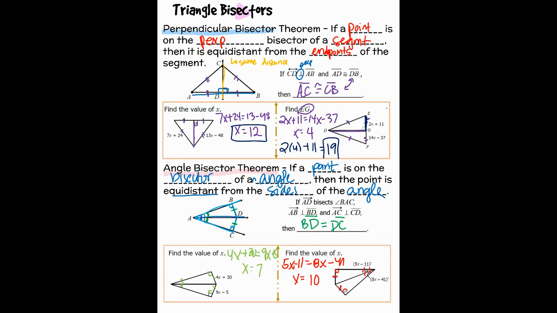So that is all for our triangle bisectors, perpendicular bisectors, and angle bisector theorems. They just are telling us what is congruent. If certain things are true, creating these bisectors, what is congruent?